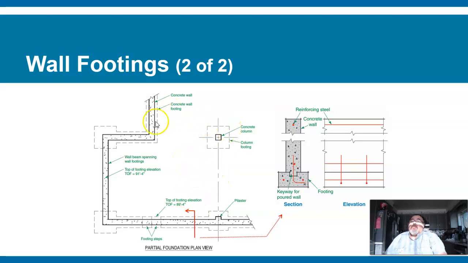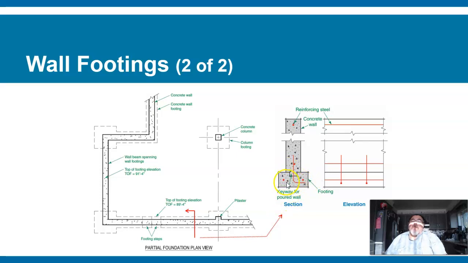Okay, so everything you see here is the partial foundation plan view. Over on this other half is an elevation, so you can see what's happening. So the dotted lines that you see represented on the plan represent the footing from here to here. Here is this keyway, that groove.